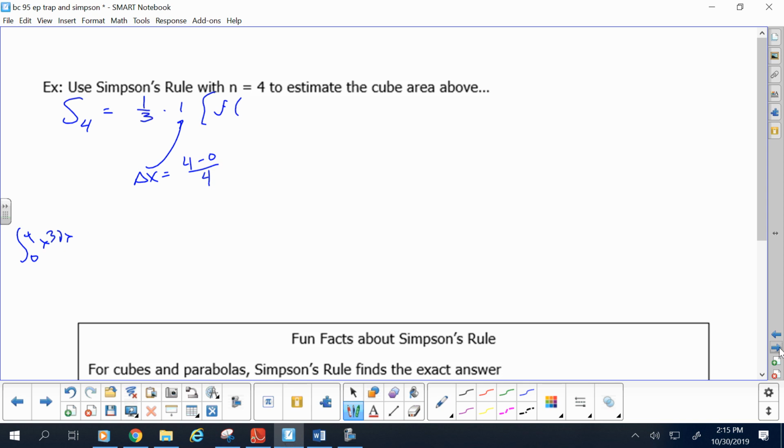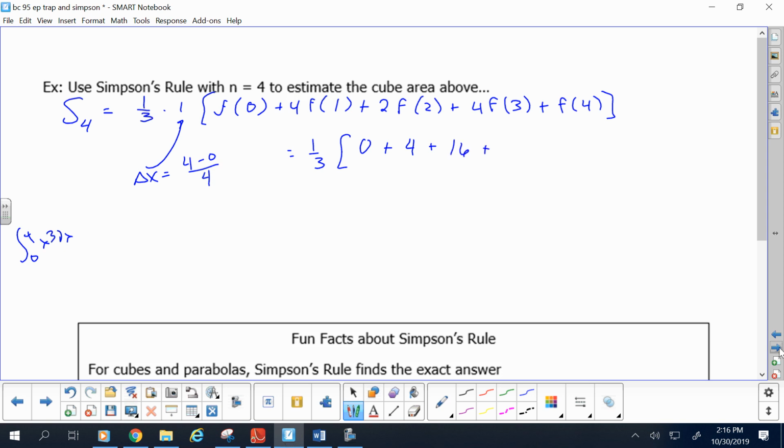Inside is a single f at the left edge. So f at 0. Then 4 f's at the next point. If you started at 0 and delta x is 1, then the next one you come to is 1. Then 2 f at 2, then 4 f at 3, and a single f at 4. 1/3 out front. F at 0 is 0. 4 f at 1, 4. 2 f at 2, 16.